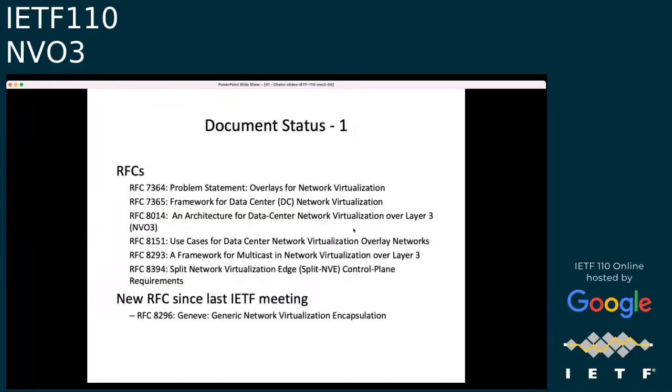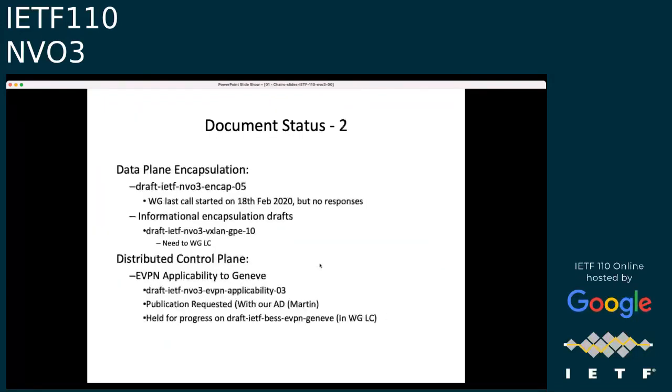Document status. So we have one new RFC since the last time we met as a working group in the IETF. That's RFC 8926, which is Geneve. So that's our first standards track RFC for the generic network virtualization encapsulation. So congratulations to the authors, and thank you for your hard work on addressing the fairly lengthy and detailed set of comments for that.